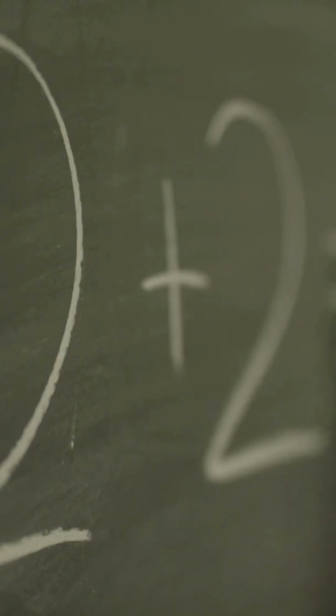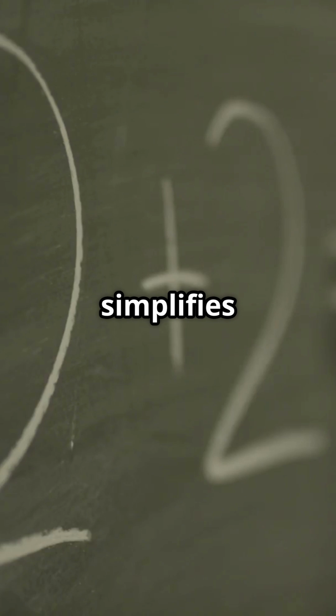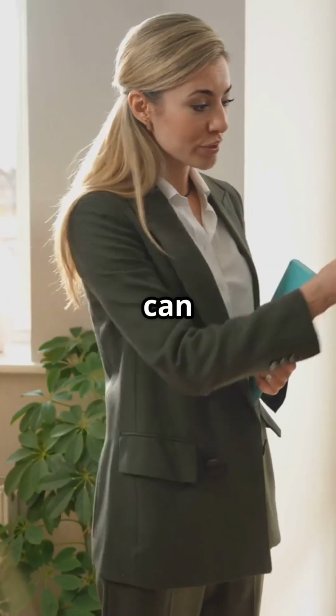So, 5/6 minus 1/2 equals 2/6, which simplifies to 1/3. See how simple math can be when you break it down?